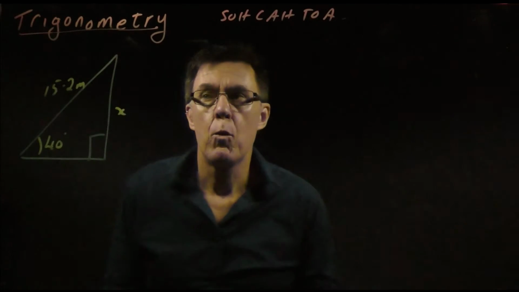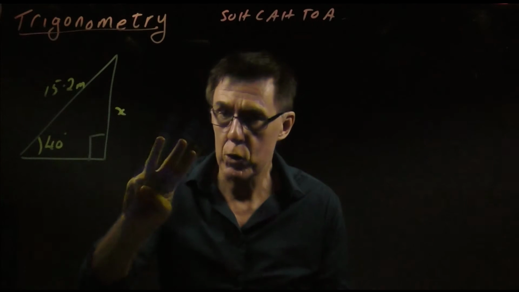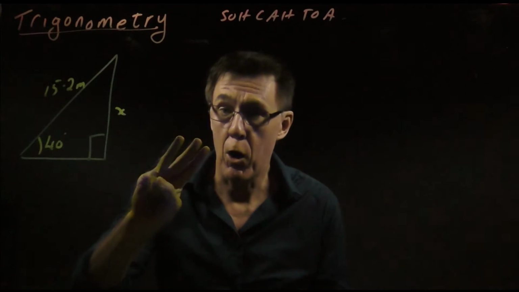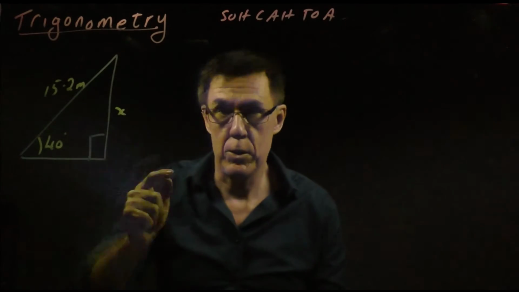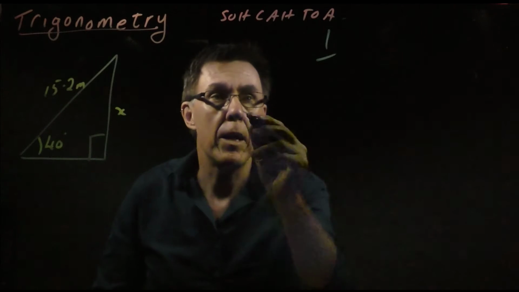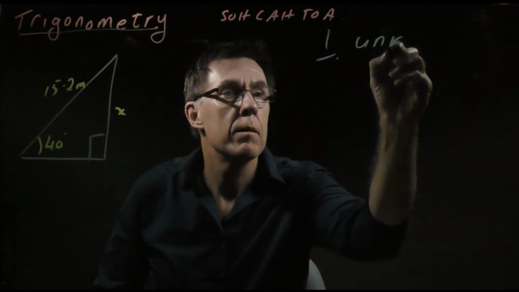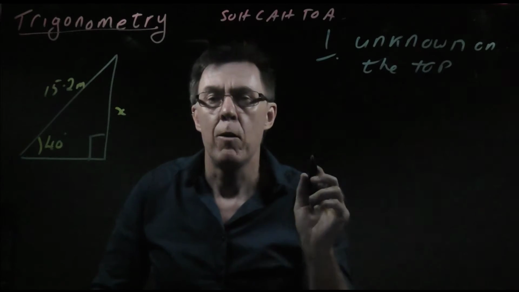Now with these videos, we're going to start using trigonometry, and you're going to encounter 3 types of problems. Only 3. This video will deal with the first one, which is like the situation here. When you do all the calculations, you're going to end up with a fraction where your unknown is on the top. What does that look like?